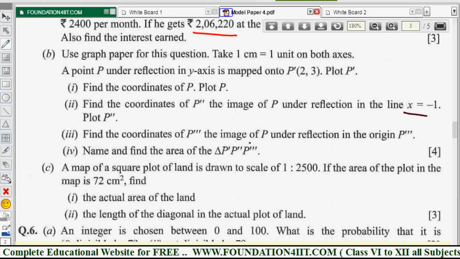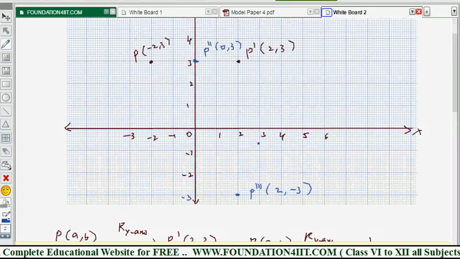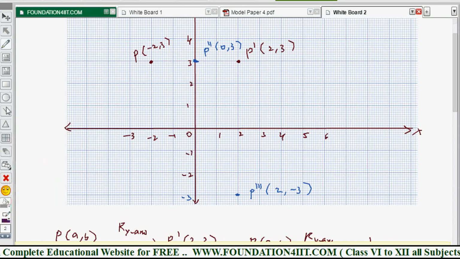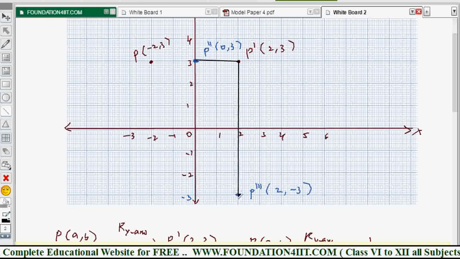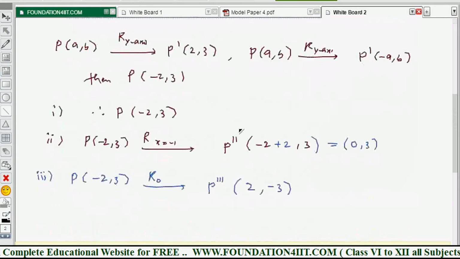Find the coordinates of P triple dash, the image of P in reflection in the origin, and name and find the area of this P dash, P double dash, P triple dash. We should find out the area also. That means if we join these 3, we should find out the area of this triangle. So it is a right angle triangle. Of course, it's a right angle triangle, right? Now we'll write the answer here.